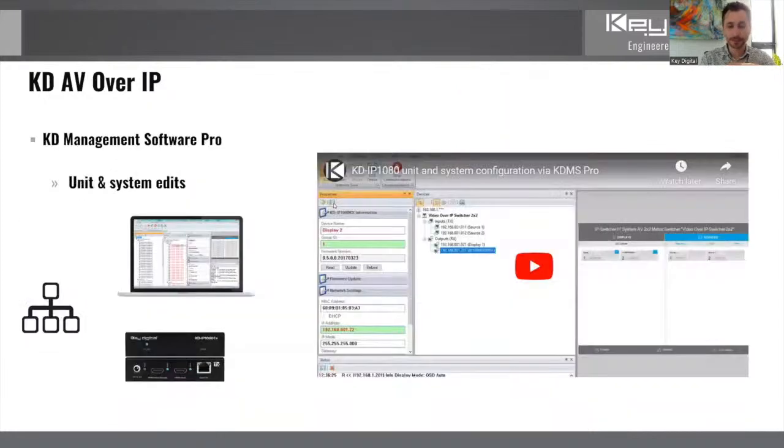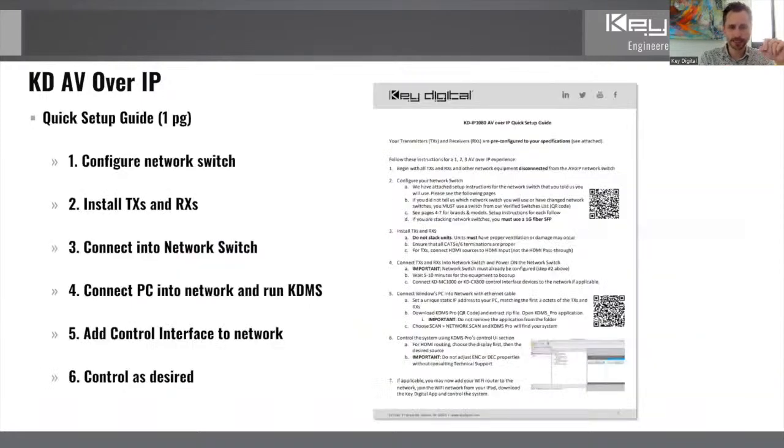And then if we need, on the tech support side, we could log in using the Key Digital management software as well if we need to make any kind of tweaks. When you open the box, you're also going to see this very handy quick setup guide, just 1 page long. And this really just walks you through the steps of installing the system. Configuring your network switch. This is always step number one.